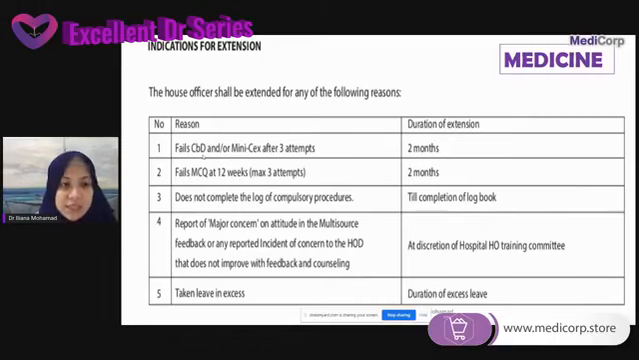So please, you need to plan your posting. You need to approach your specialist early, and obviously you need to study even earlier before you approach your specialist, so that in case you fail, you will still have the opportunity to do the second and third attempts without being extended. But hopefully you pass at the first attempt.